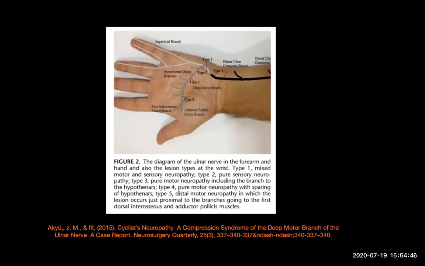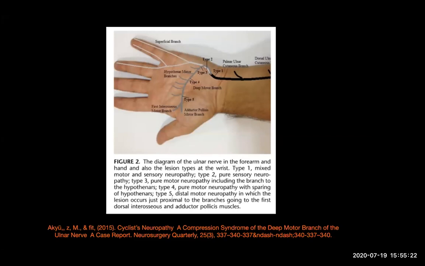It could be very proximal, the type 1, in which case there could be a mixed motor and sensory, so there could be weakness together with a sensory deficit. In type 2, it is just pure sensory. In type 3, it could just be pure motor neuropathy. In type 4, it could be a pure motor neuropathy, but with sparing of the hypothenars, so the hypothenars are no longer affected. And in type 5, it is a distal motor neuropathy.